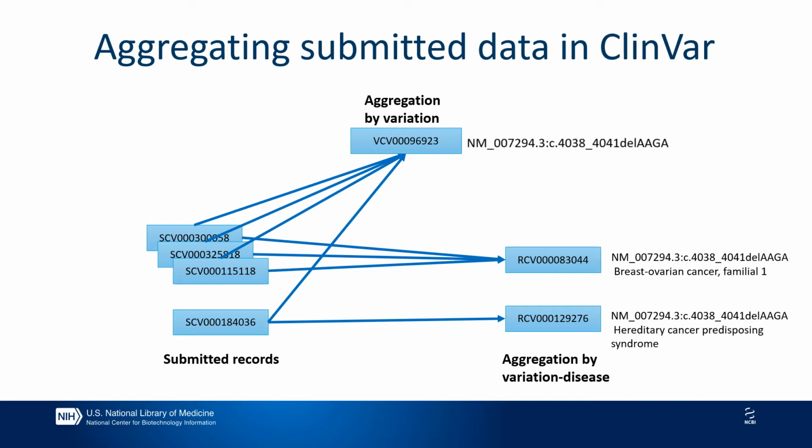So in some cases, it's really useful to be able to separate the data out by disease, but in a case like this, it might not be. So sometimes it's really better to see all the data for a variant regardless of the disease. In this presentation, we're really going to focus on these variation records, the VCV records, and this is also what you see by default when you search for data in ClinVar.